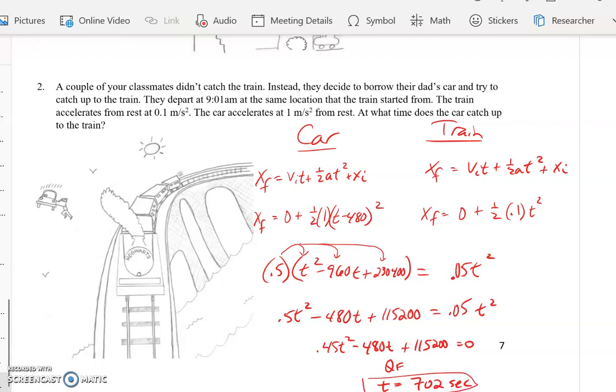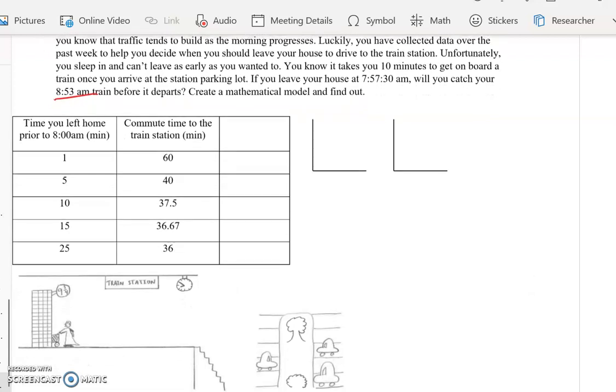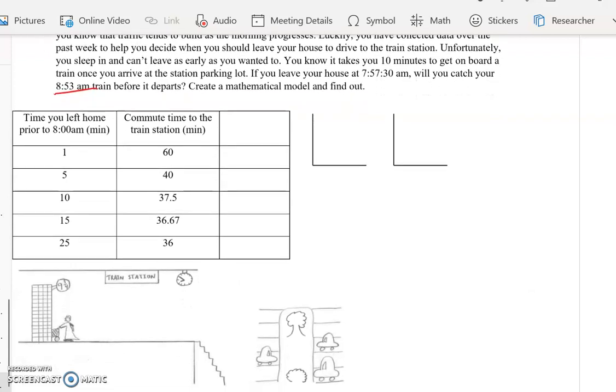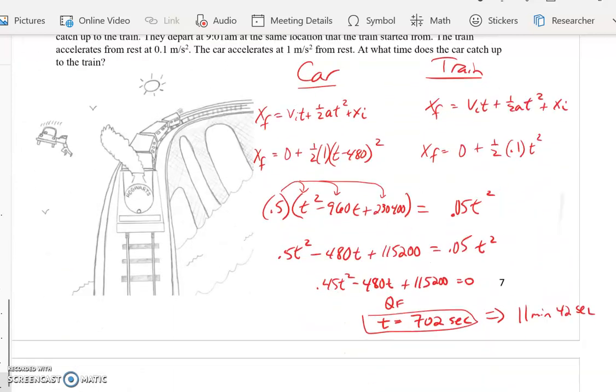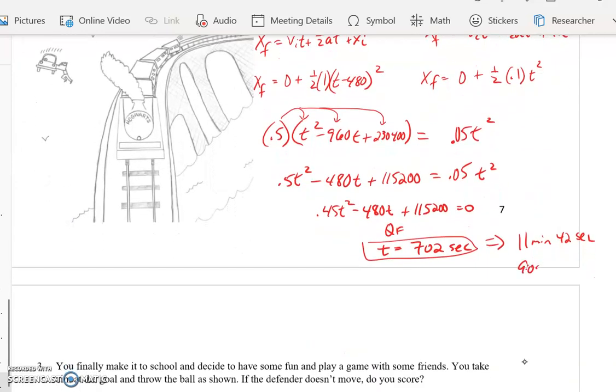Now if you're asking what time does the car catch up, you could say 702 seconds, or you could change that into minutes, which is 11 minutes, 42 seconds after the train started. So we had 11 minutes, 42 seconds on to 8:53. That's 9:04 and 42 seconds. Obviously, you wouldn't have to give me the clock time if you just gave me 702 seconds. That would be fine.